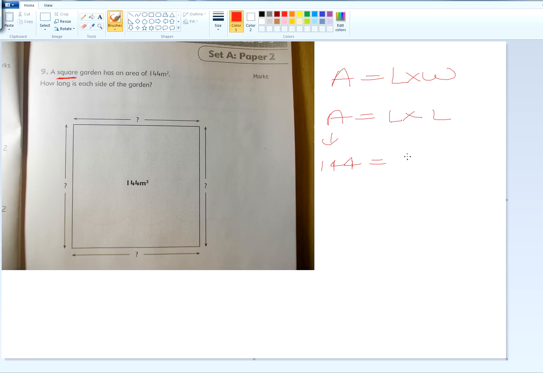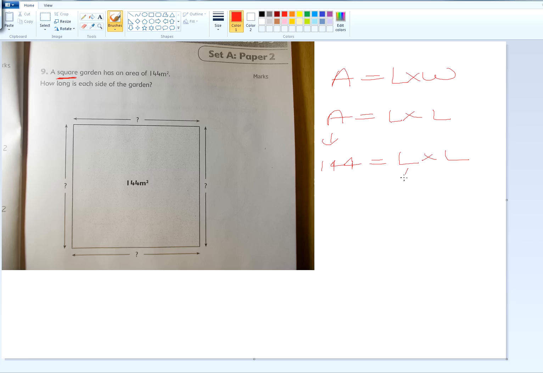144 is equal to the length times by itself. So we have to think to ourselves, no, 144 meters squared. Meter squared is just the units. It's not 144 squared. That's something completely different. So we have to think, what number multiplied by itself gives us 144? So we should be thinking about square numbers. What number times by itself gives you 144?